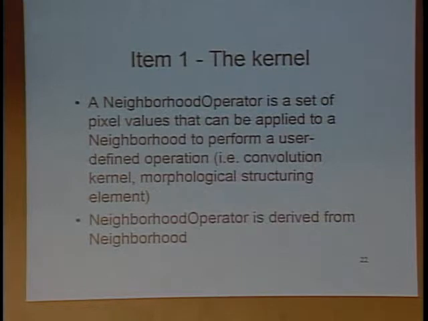First, for the kernel, you can use the neighborhood operator. That's an ITK class to implement this. It's derived from neighborhood. You can think of it just as a neighborhood, but every pixel has a value. You can define it by yourself, or you can use a predefined operator. There are subclasses of neighborhood operator, such as the Sobel operator for edge detection, and the Gaussian operator.